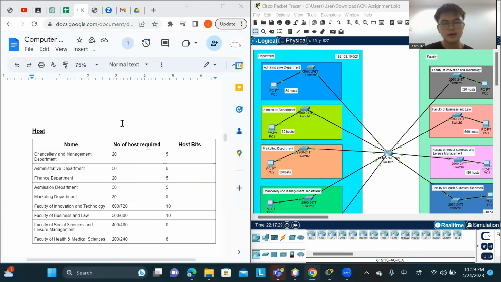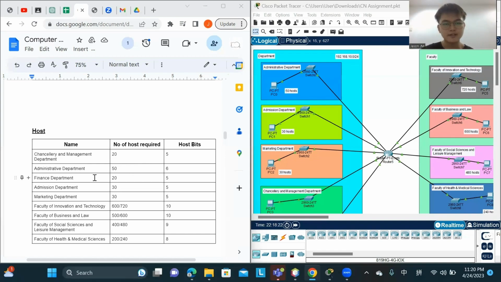First, the number of hosts required is the requirement that the TVC University College demands, and the host bits are used to calculate the available slots that are enough for the number of hosts required. The chancellery and management department requires 20 hosts. It is using 5 host bits, which is 32 available host slots. The administrative department requires 50 hosts. It is using 6 host bits, which is 64 available slots.